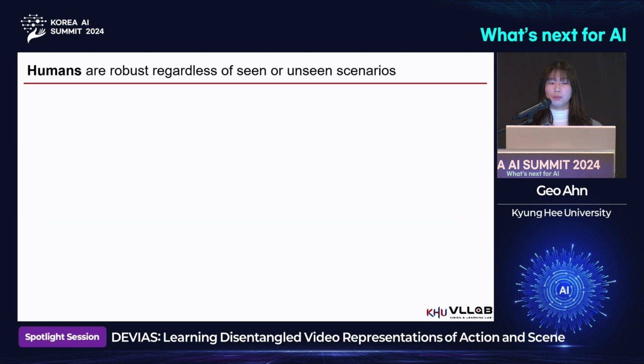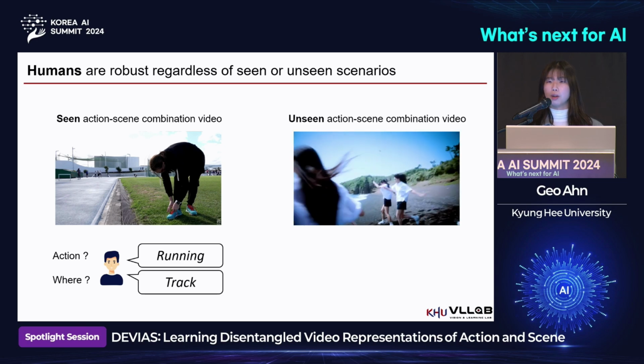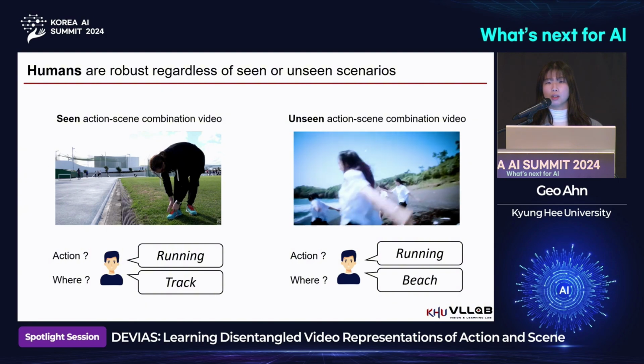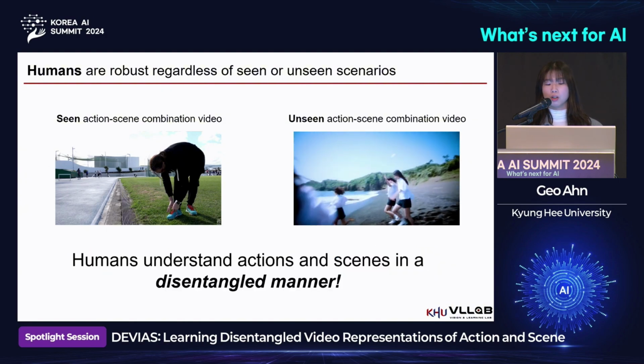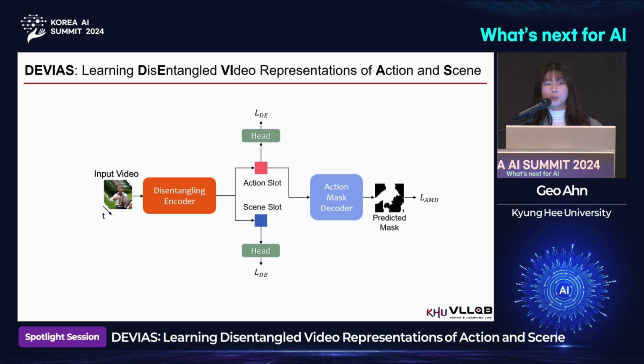In the case of humans, we are robust regardless of seen or unseen scenarios. We can recognize the left video as running on the track and the right video as running on the beach. Why are humans robust in unseen scenarios? Because humans understand action and scene in a disentangled manner. We propose a novel framework, the bias, to learn disentangled action and scene representations.